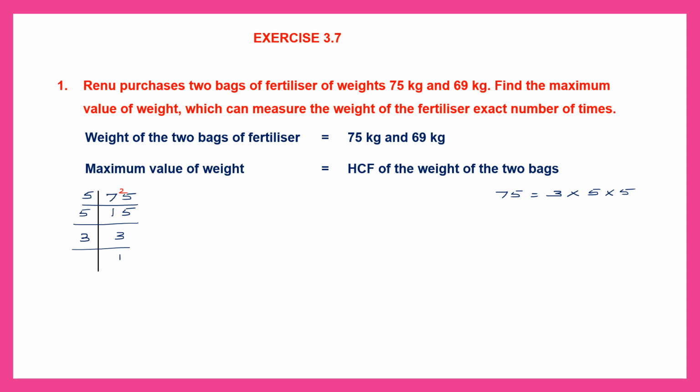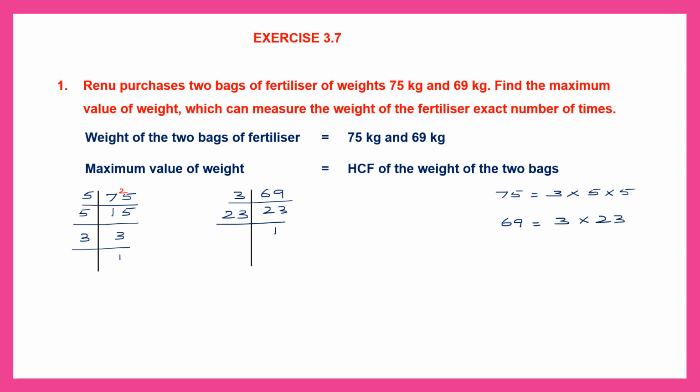Now we have to find the prime factors of 69. So let's find the prime factors of 69. Let's write 69 there, and let's begin with 3. 3 twos are 6, 3 threes are 9. Now we have 23. Now which number can divide 23? Which prime number? Now only 23 can divide it. So 23 by 1. So this is 23 ones are 23. So the prime factors of 69 will be 3 into 23.